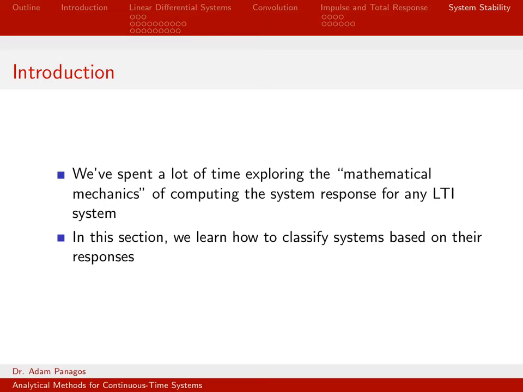So now that we know how to compute the responses, let's analyze the types of responses we see sometimes and use that to classify systems based on what we call their stability. How do their outputs behave? Are they well behaved, or do things blow up, or do they oscillate? Depending on the nature of the output, that's how we will classify our system.